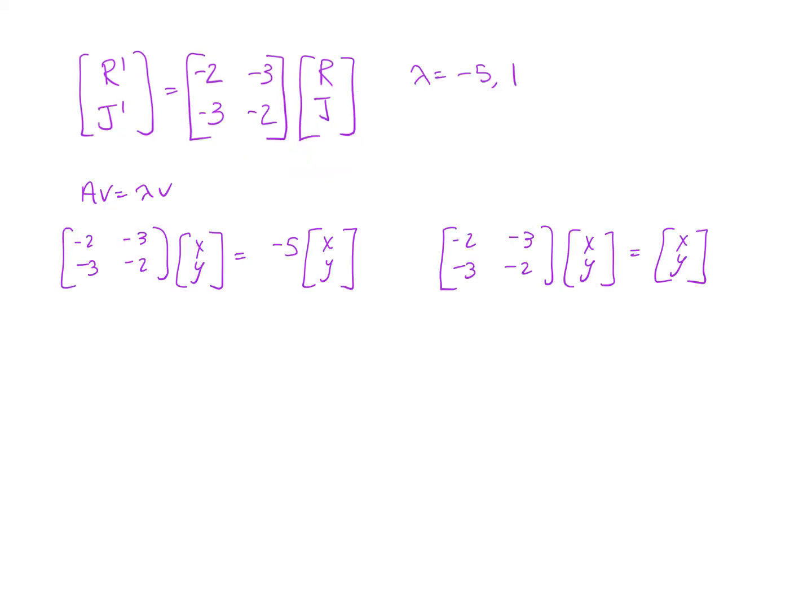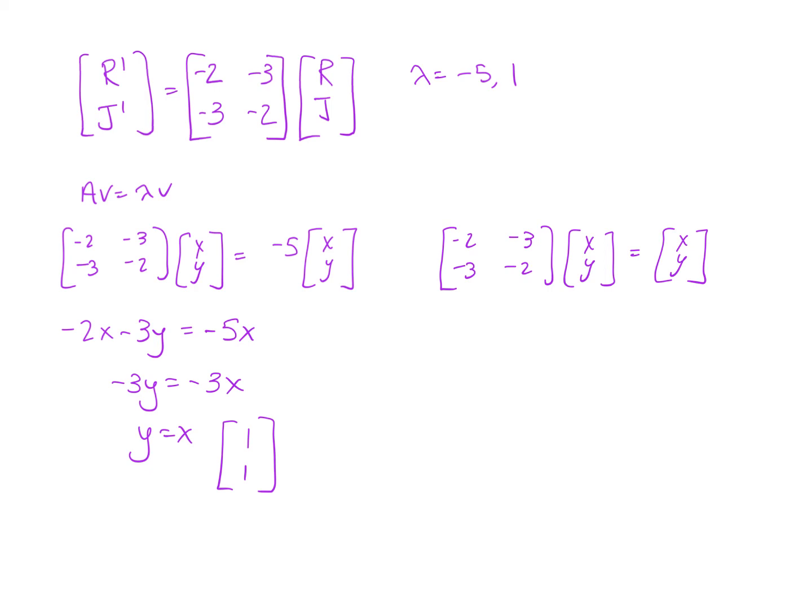So we get the eigenvectors by setting AV equal to lambda V for each of the two lambdas. And we get -2x minus 3y equals -5x. Solve for y. So -3y, I'm going to add 2x to both sides. I get -3x. So y equals x. And so 1, 1 is an eigenvector.